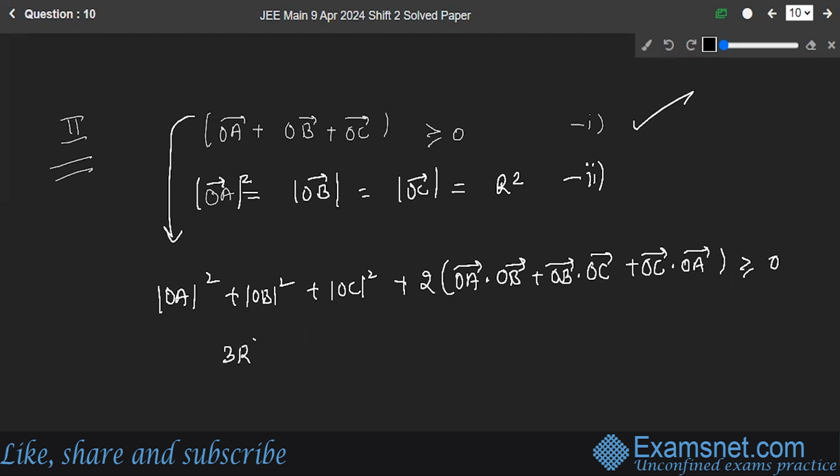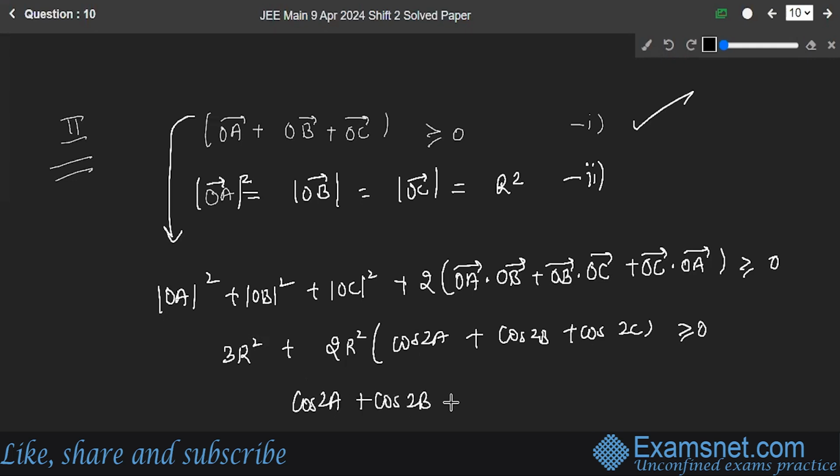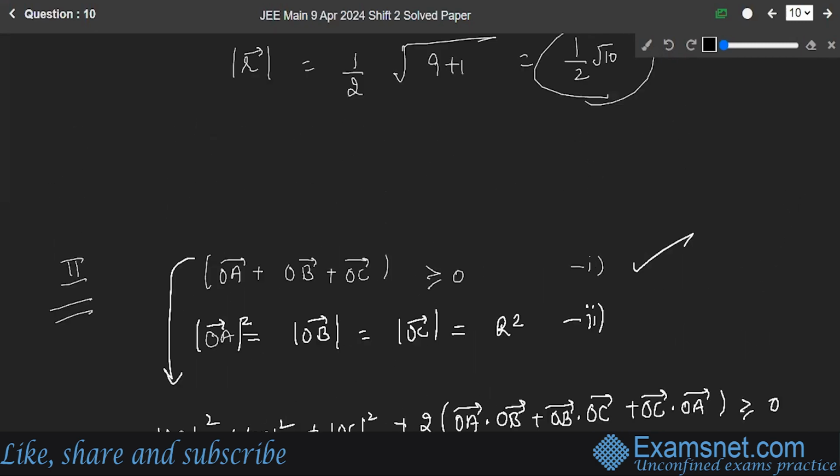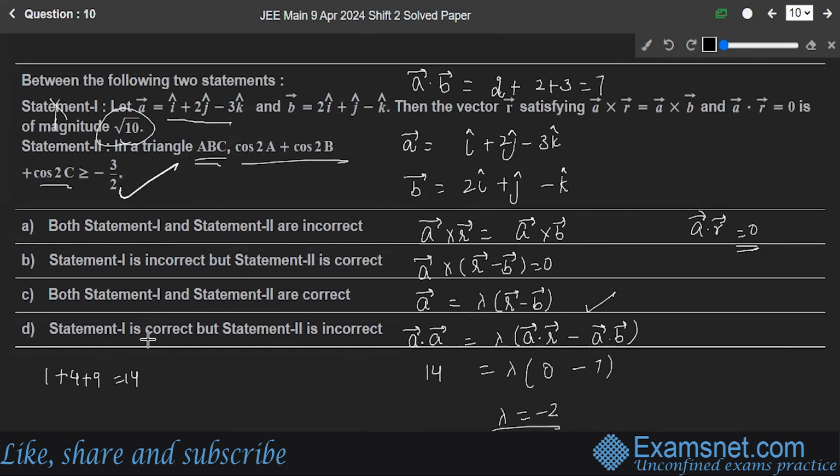Or this is equal to 3 R square plus 2 R square times cos 2A, cos 2B and cos 2C, which is greater than or equal to 0. So R square will go away on both sides, dividing both sides by R square, and you will have cos 2A plus cos 2B plus cos 2C is greater than or equal to minus 3 by 2. So this is the answer to the question, minus 3 by 2. Yes, statement 2 is correct. So that means statement 1 is incorrect, but statement 2 is correct. Statement 1 is incorrect and statement 2 is correct is the right answer.